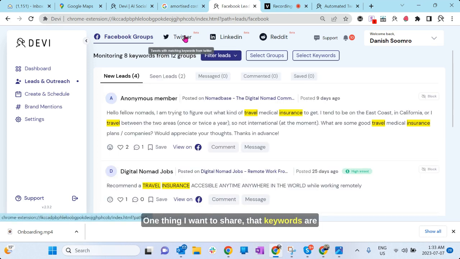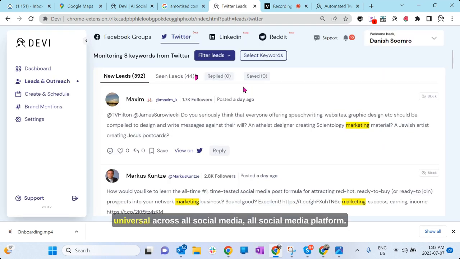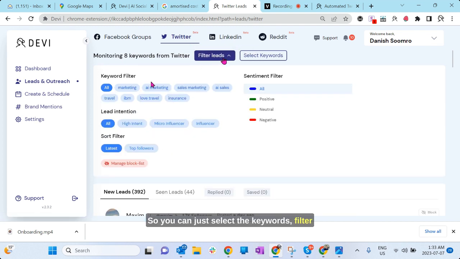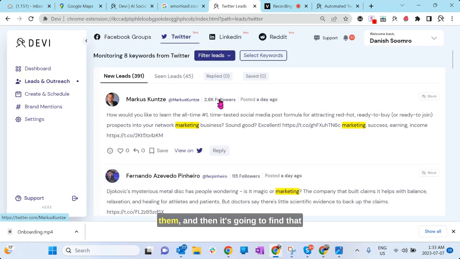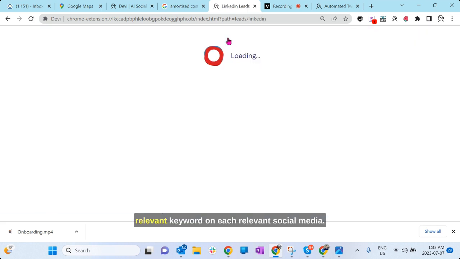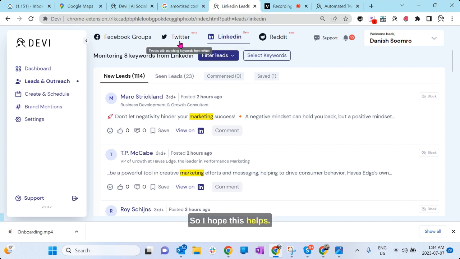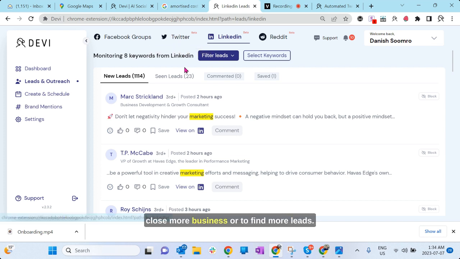One thing I want to share is that keywords are universal across all social media platforms. So you can just select the keywords, filter them, and Devi is going to find that relevant keyword on each relevant social media platform. I hope this helps. We can cover the eight intent types on social media and discuss how we can target using those intent types, and use Devi to close more business or find more leads.